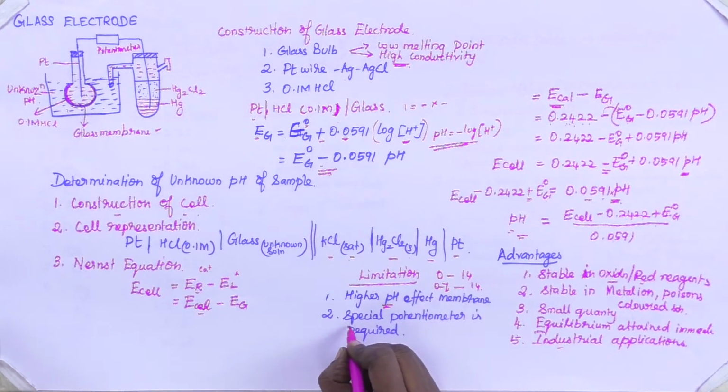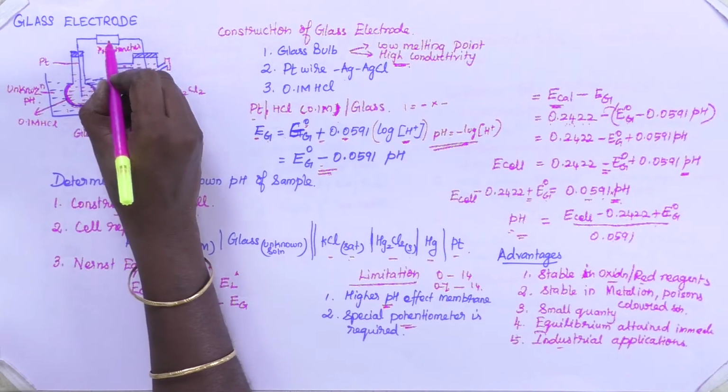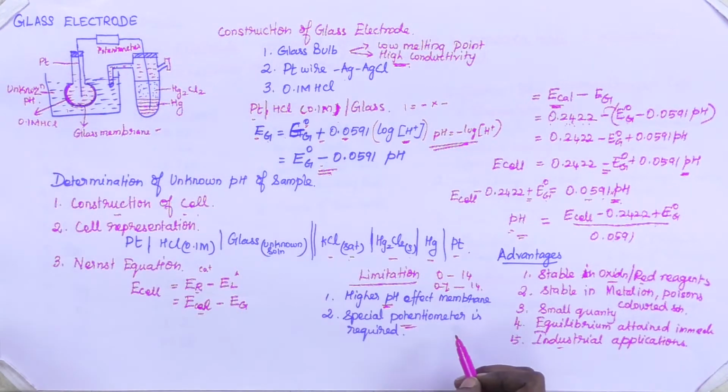The second limitation is that a special potentiometer is needed, because we need to measure the exact value of pH. Some resistance occurs in the glass electrode, so we need a special type of potentiometer. The potentiometer should be very special and of very good quality for the glass electrode.